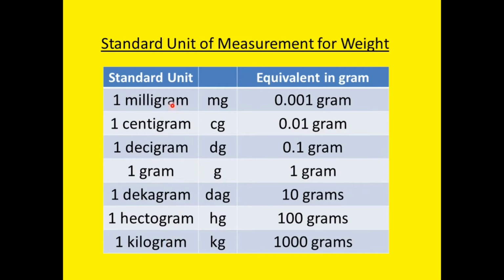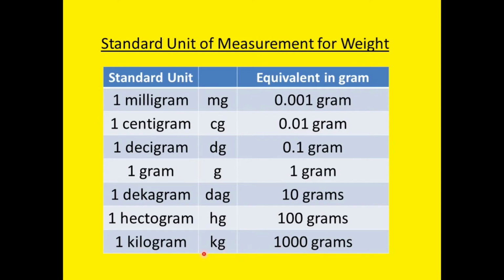So we have here the standard unit of measurement for weight, and it's grams. 1 milligram, or mg, is 0.001 gram. 1 centigram, or cg, is equivalent to 0.01 gram. 1 decigram, or dg, is equivalent to 0.1 gram. 1 gram, or g, is still equal to 1 gram. 1 decagram, or dag, is 10 grams. 1 hectogram, or hg, is 100 grams. 1 kilogram, or kg, is 1000 grams.